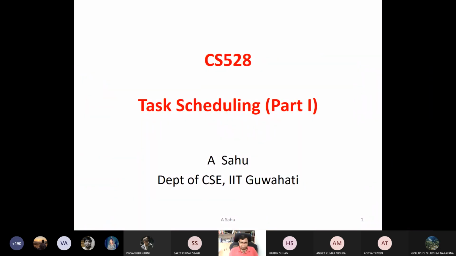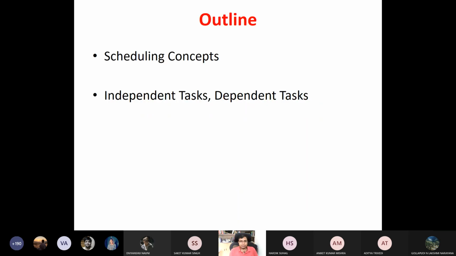So let's start with the stack scheduling part. In this class, we'll discuss the scheduling concepts, particularly the very basic scheduling concepts. And then we'll look at independent tasks and dependent tasks. Independent tasks means they don't have dependency among tasks, so they can be executed in parallel.